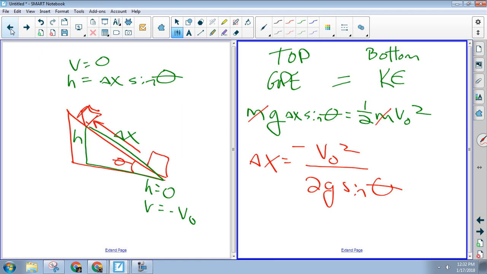Say that again? Because technically delta x is negative, right? Yeah. So when you put in mg delta x sine theta, delta x should have been negative. And since you didn't do that, that's why it wasn't negative. Gotcha. Doesn't that make sense? Yeah. Okay. Well, that's how I'm going to do it.